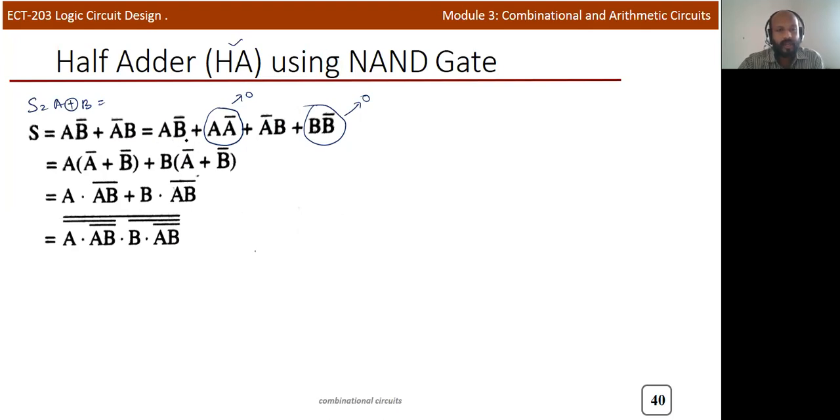Now we can group these particular terms. Here you can take A common in this case, and here you can take B common. So now we are getting A into A bar plus B bar, and plus B into A bar plus B bar.